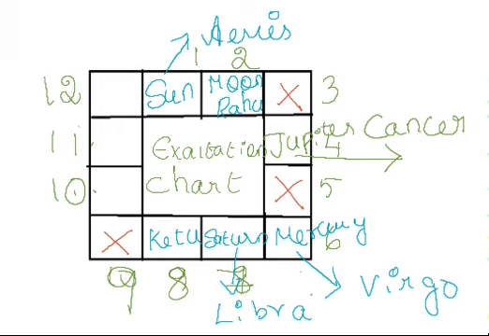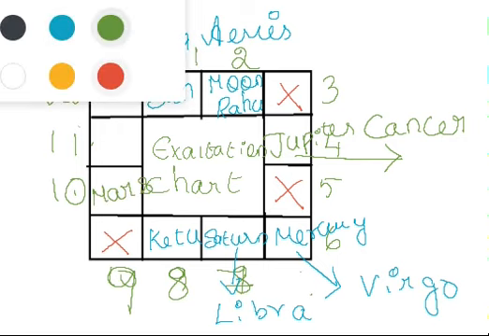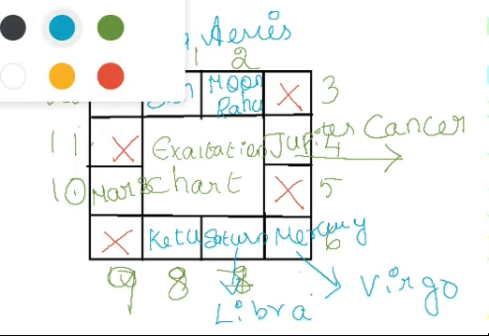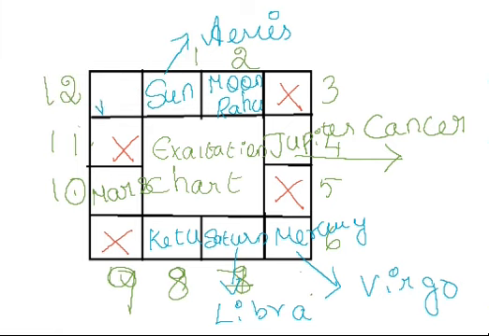The 10th house consists of the exaltation planet Mars. In the 11th house, again there is no exaltation planet, so I am mentioning none. And in the 12th house, the name of the exaltation planet is Venus. So these are all the very basic concepts we have to see.